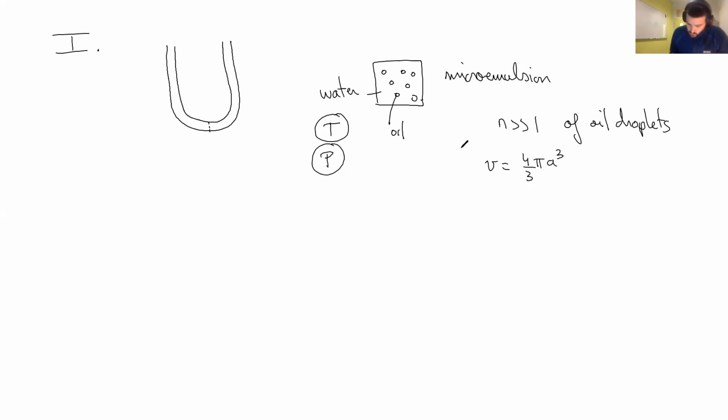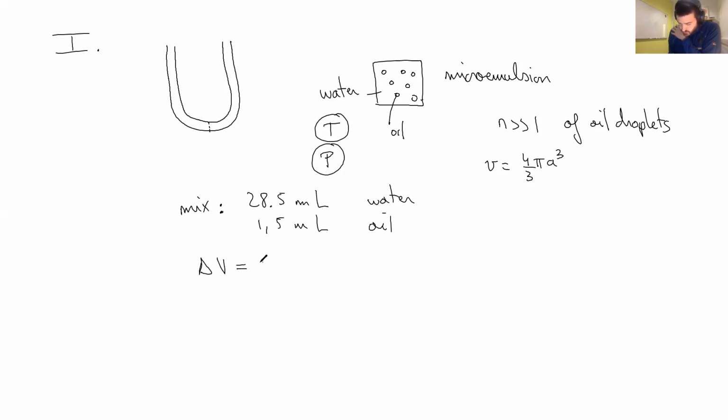So to create that emulsion, we mix two volumes. We mix a volume of water, which is 28.5 milliliters before stirring, and then 1.5 milliliters of oil. And we stir, we agitate everything to obtain this emulsion here. And we assume that there is no variation of volume, meaning that at the end, you still have 30 milliliters for your microemulsion. This is not completely true. You, in fact, have a little change of volume due to the mixing, but we assume it's a correction.